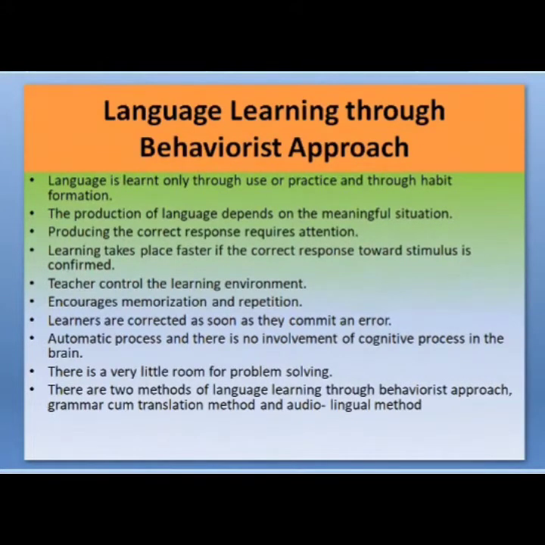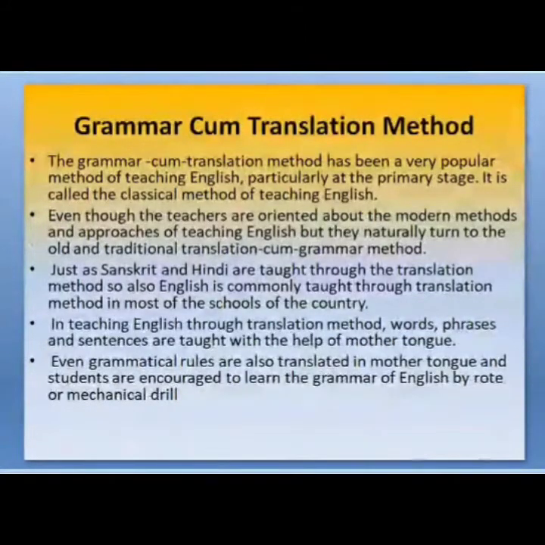So in the behaviorist approach, there are two methods of language learning. First one is grammar cum translation method and second is audiolingual method. Today, I will discuss the grammar cum translation method. So what is the grammar cum translation method? It has been a very popular method of teaching English, particularly at the initial stage, at the primary stage. It is called the classical method of teaching English.